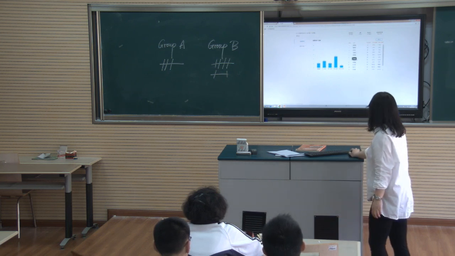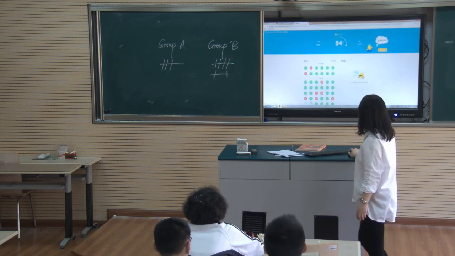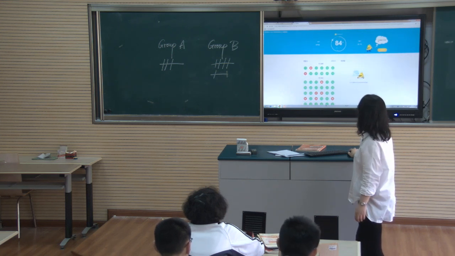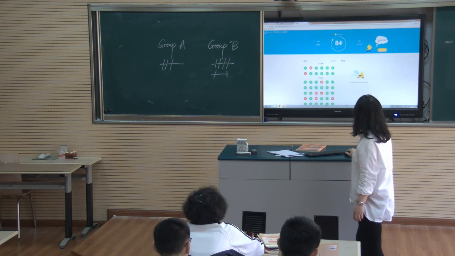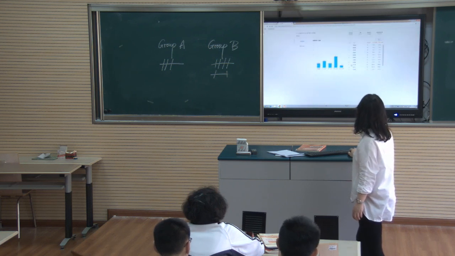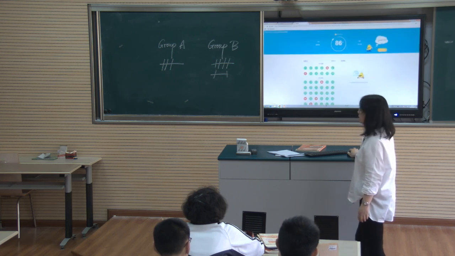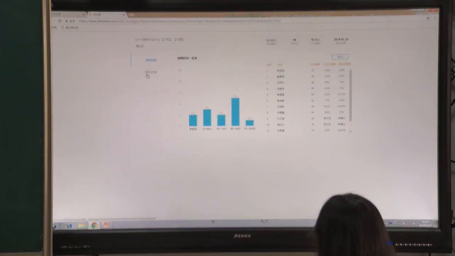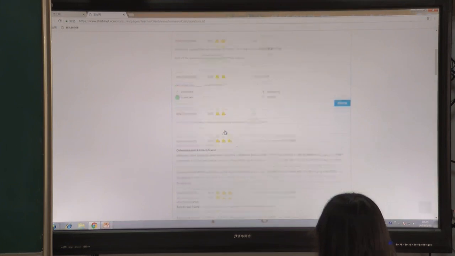So, let's look at Shen Yijing's homework. You've got 84. Not bad. And what about Shang Jiaye? You've got 86. And the red ones are the wrong answers of yours. Okay. So, let's go into the details.